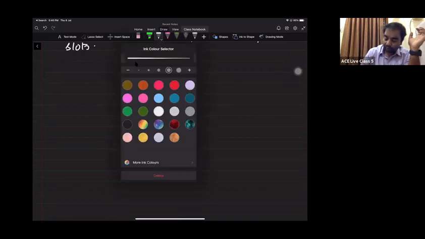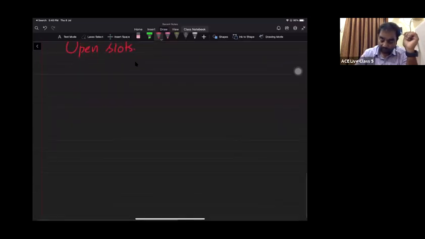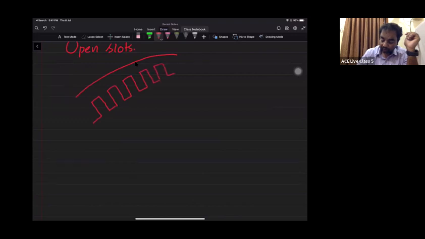First, let me start with open slots. As the name suggests, open slots means the slots are completely open. Let me draw a stator core with completely open slots. A part of the stator core I am drawing, where you can see the slots are completely open. Like this. These are completely open slots.